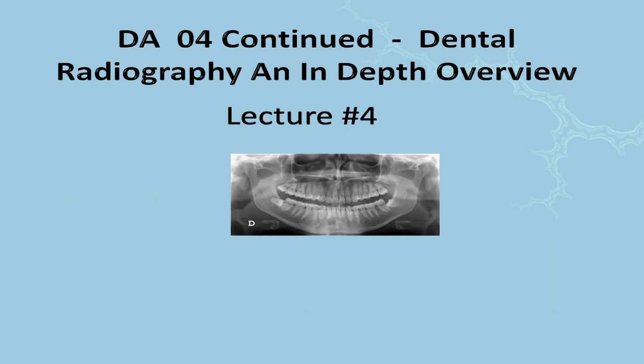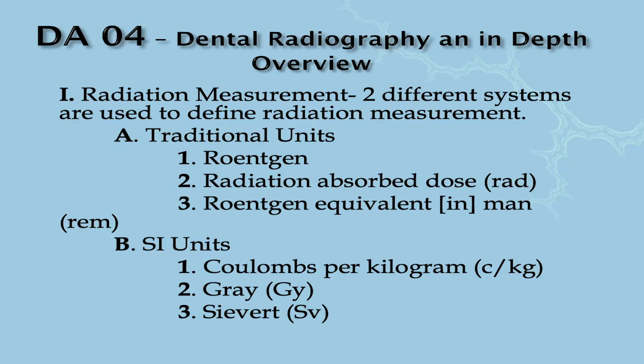So we will continue discussing more about radiation measurements. Once again, hang in there, because often different states require different levels of information, so we'll cover it all. And if your instructor determines that you don't need this portion, they can go ahead and move to the lab portion at this point. But radiation measurements, there are two different types of systems used to measure radiation.